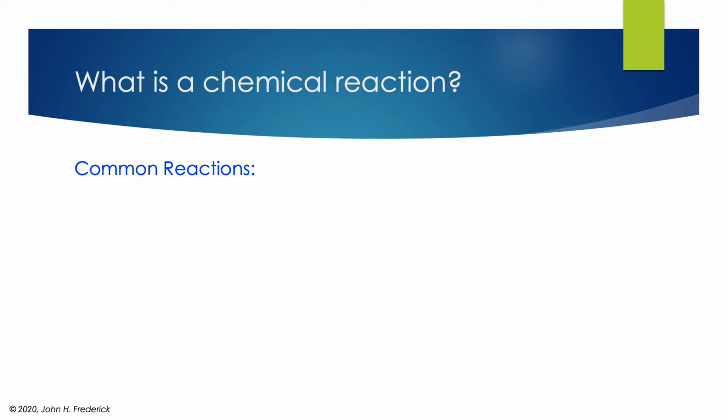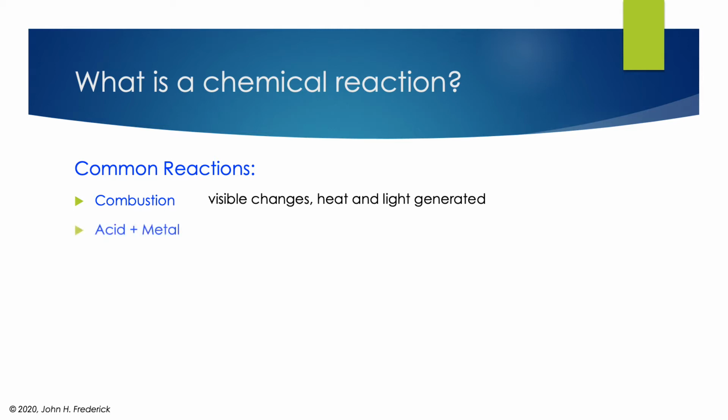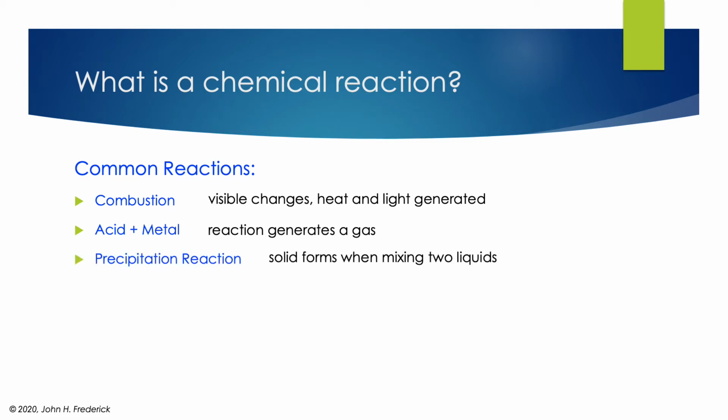Let's start by looking at some common reactions that we may be familiar with. For example, combustion. It involves some visible changes. It gives off heat. A lot of combustion reactions generate light. Certainly if you light a fire, you're doing all of those things. Acid and metal. You may be less familiar with this, but if you react an acid with a metal, that reaction generates a gas. It's very clear to see. A precipitation reaction is when we might mix two liquids together and a solid comes out. That's certainly a very visible change that one can see in those reactions.